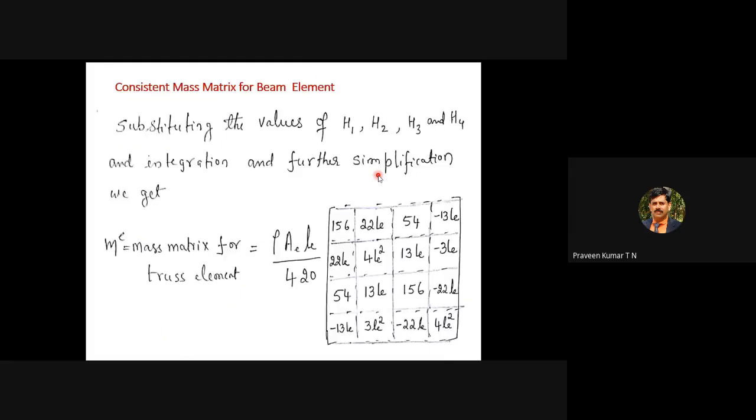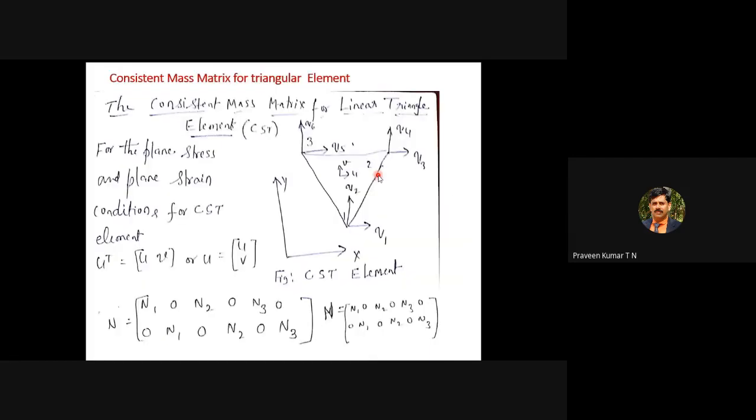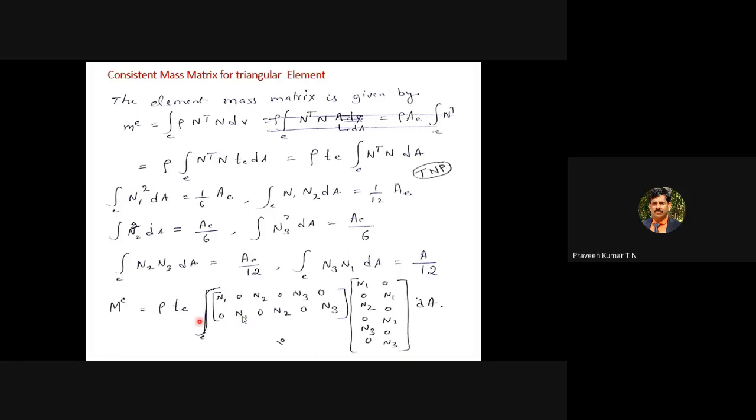When you come to the triangular element, there are 6 degrees of freedom. Hence the order of the shape function matrix is 2 into 6: N1 0, N2 0, N3 0, then 0 N1, 0 N2, 0 N3. Practice this once or twice by writing it, then you will understand better. That is the difference. In the triangular element, there is displacement both along the x direction as well as the y direction.